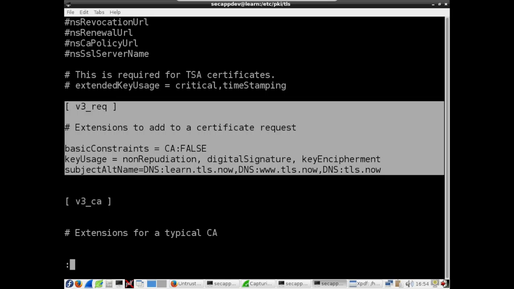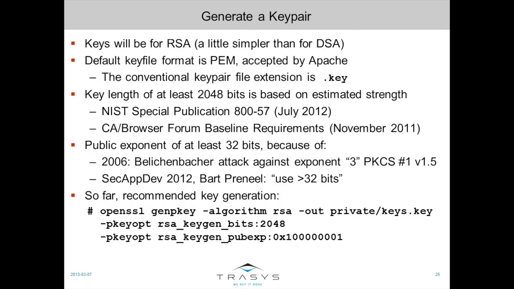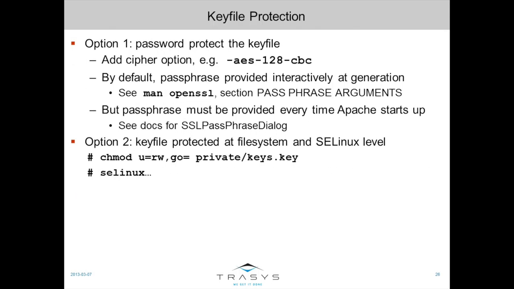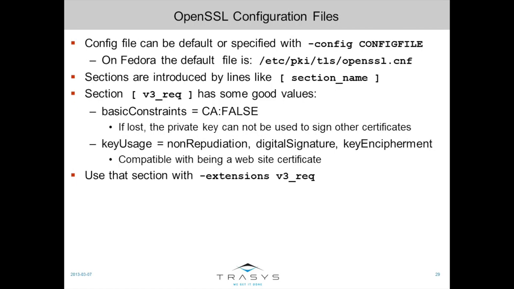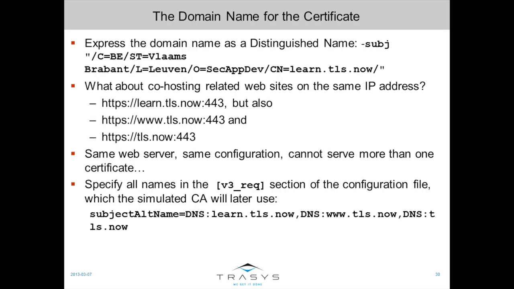if you're asking me for a website certificate. So these fields here, key usage, non-repudiation, digital signature, and key encipherment, they're good for a website certificate. I also have the last row there, which is used for the following problem. Here we go. What domain name and where do we put it?